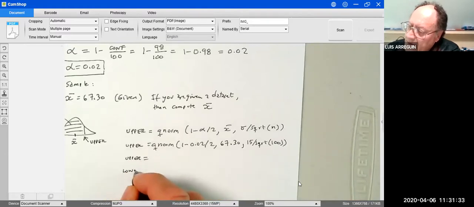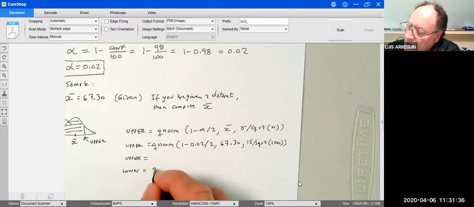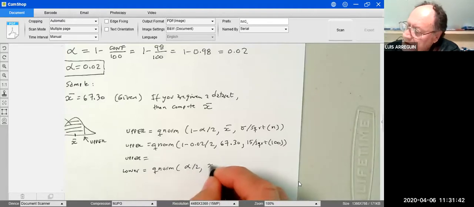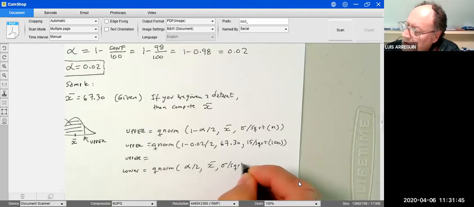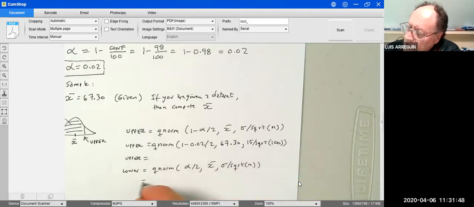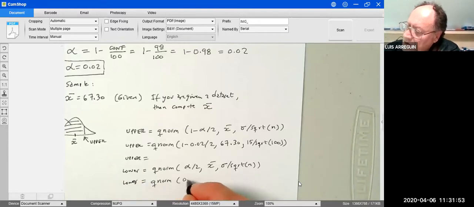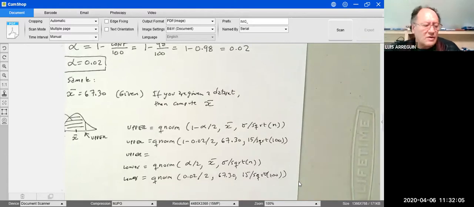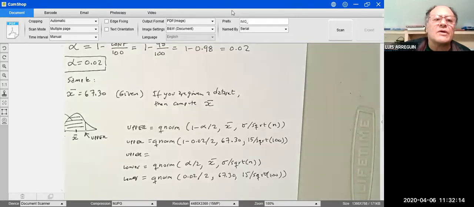Also, I'm going to write the same thing for the lower limit. So I'm going to use Q norm. Now it's going to be alpha over 2. The rest is going to be the same. It's just the standard deviation of the sampling distribution. So the lower limit is going to be Q norm of 0.02 over 2 comma 67.30 comma 15 over the square root of 100. Let me use my R console to find those values, and then you're going to see the interval that we're looking for.